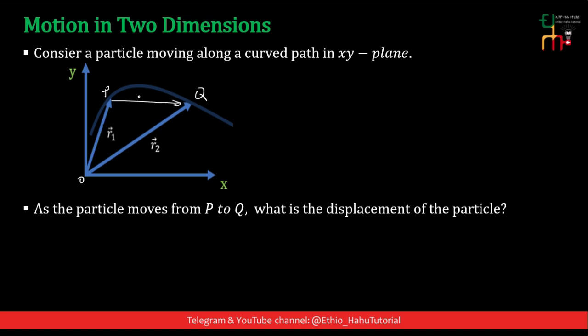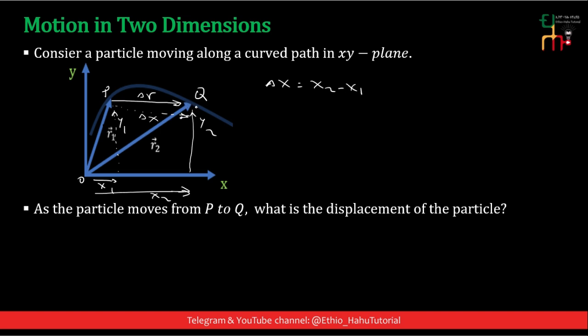This is delta R. But R1 can be resolved into two components. It has X component, X1, and Y component, Y1. R2 is also resolved into two components, X2 and Y2. Therefore, this displacement delta R has two components. One is the X component, this one, delta X. This delta X is from this point to this point, x2 minus x1. Delta X is equal to x2 minus x1.